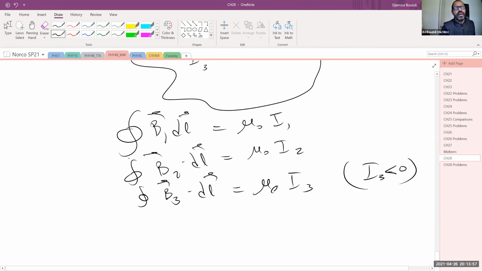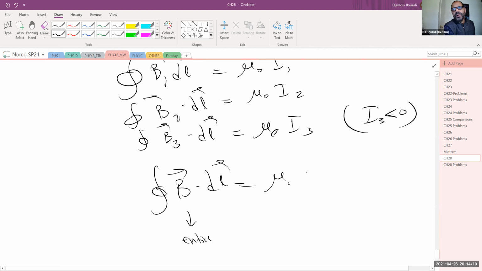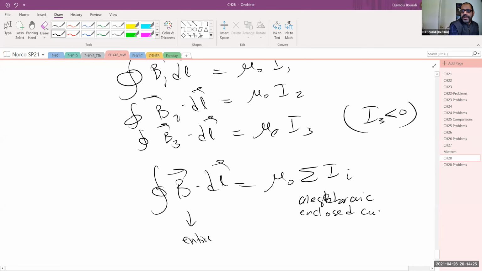Obviously, the integral is a linear operation. So the circulation of B1 plus B2 plus B3, which is by superposition B, the entire magnetic field, all of them, B dot dL, is simply equal to mu naught times the sum, the algebraic sum, meaning that some are positive and some are negative, of these enclosed currents. Remember, these wires are huge, and we're looking at them from just one angle.